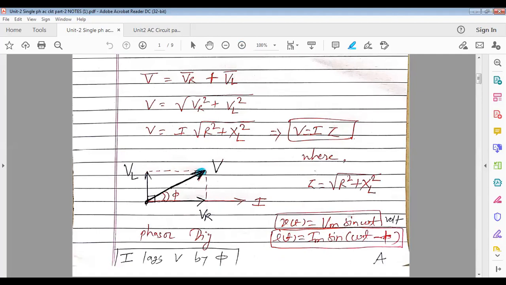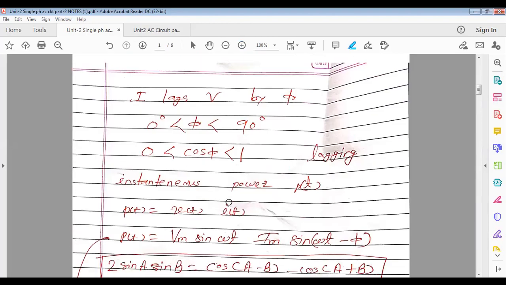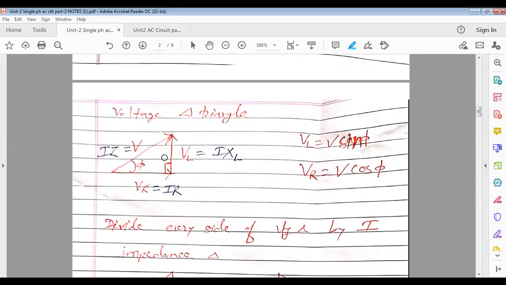Now see, the voltage triangle we'll see next. Along this it's the voltage V, along this it's VR, and along this y-axis it's VL. This one is called the voltage triangle. Same I have plotted over here: along the diagonal it's V, along the positive real axis it's VR, and along the positive imaginary axis it's VL.